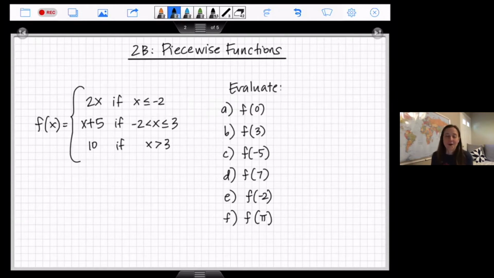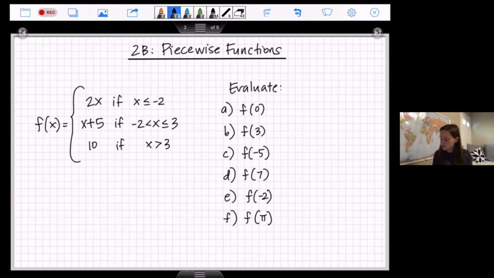All right, so let's take a look at this beast of a piecewise function. This one has 3 parts to it, and piecewise functions can have as many pieces as they have. This one happens to have 3. All right, and they ask us to evaluate f of 0. So remember, a function only gives you one output for every input. So you're not going to take x equals 0 and plug it into all 3 formulas. You're going to find the right one and just plug it into that one.